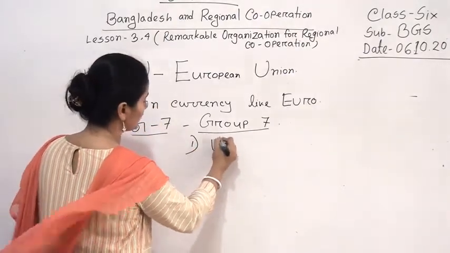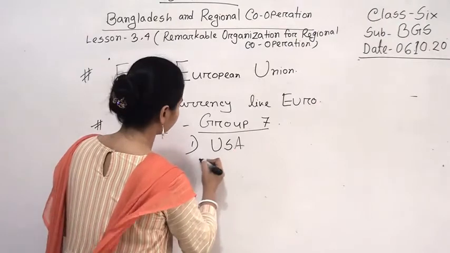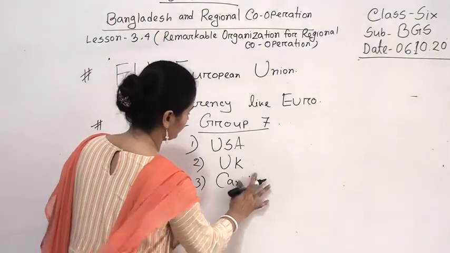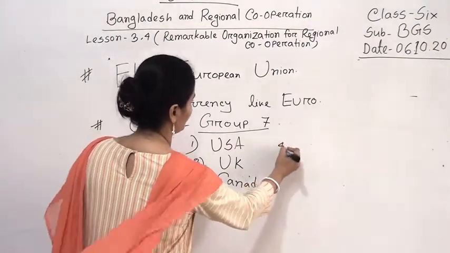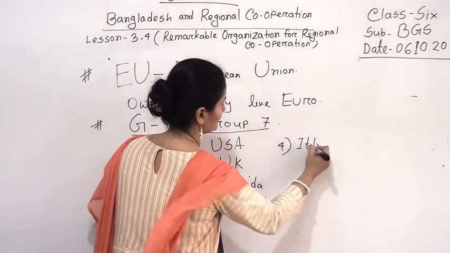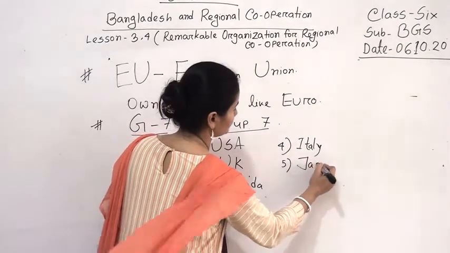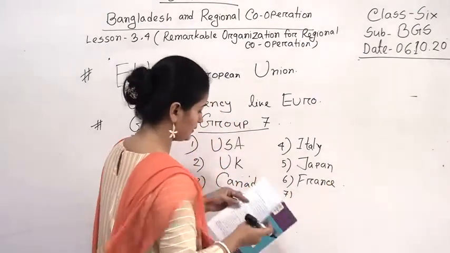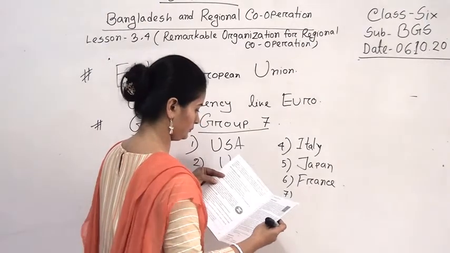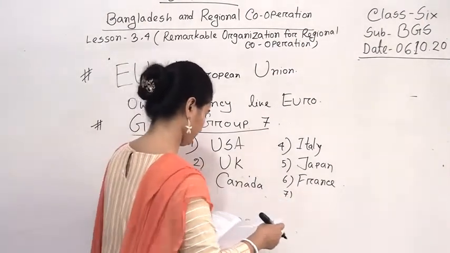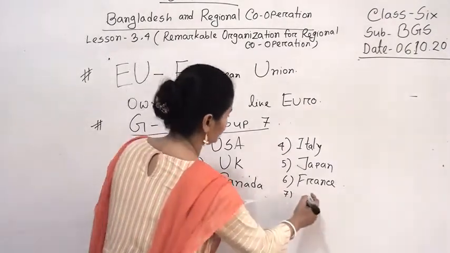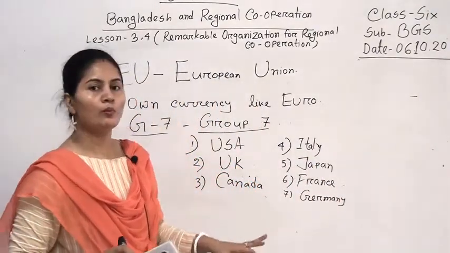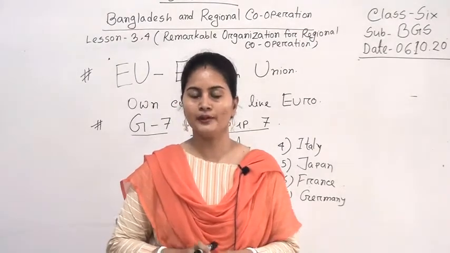The members, the influential rich countries of the world, are: first USA, second UK, United Kingdom, third Canada, fourth Italy, fifth Japan, sixth France, and seventh Germany. We know that these 7 countries are the most influential, richest and industrially developed countries of the world.